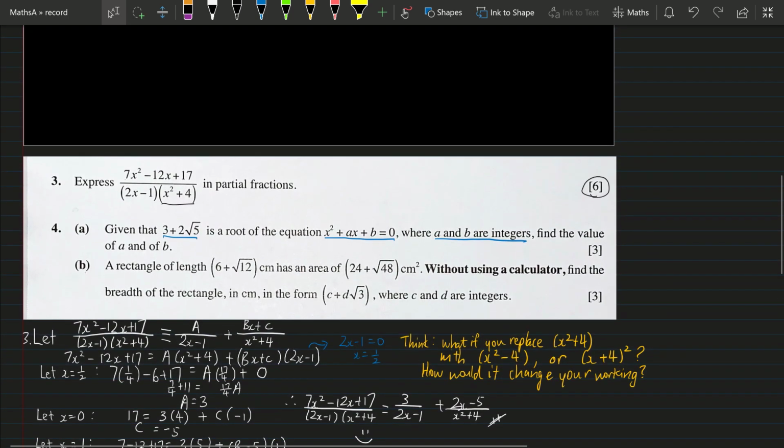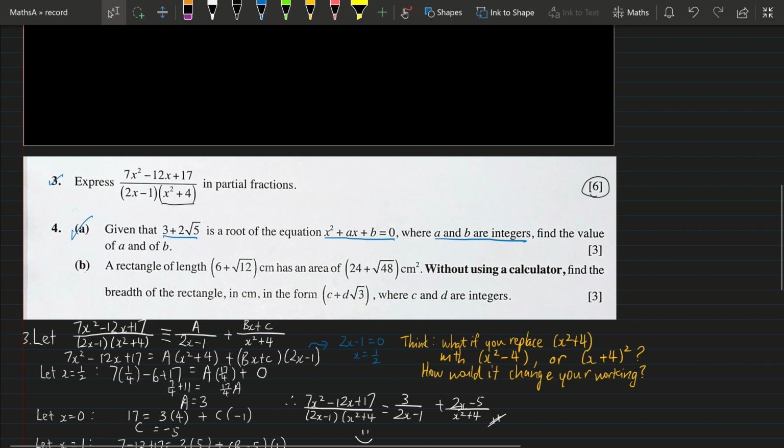Okay, so 3 marks down also. We've earned 3 marks again. So then we have the rectangle of length 6 plus square root 12 has an area of this. Without using a calculator, find the breadth of the rectangle in the form c plus d square root of 3, where these are integers. So, this is actually a typical question. Nothing to be worried about.